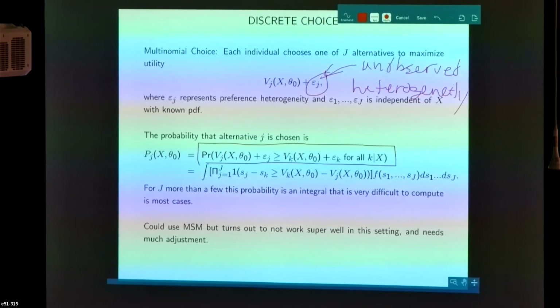And that's an integral over the values of the epsilons of the product of those indicator functions for j being the max. And that's a complicated logic. That's the thing that drove people to look at simulation estimators for these, because even with quadrature, it's difficult to do more than, it used to be anyway, I don't know the current status, more than 4 or 5 dimensions is extremely difficult.